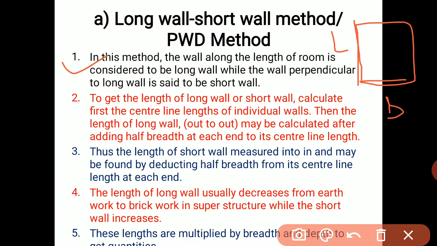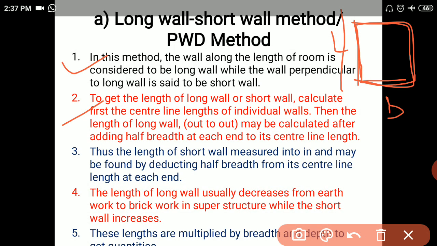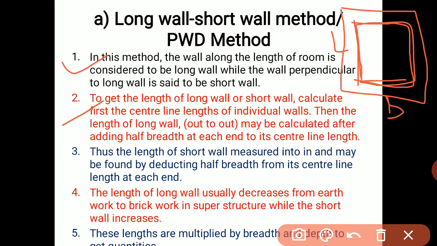Then the second point is to get the length of long wall and short wall. Calculate first the center line length of individual walls. Then the length of long wall out to out may be calculated after adding half width at each end to its center length. Now, these are the internal room dimensions. Then we have the wall over here. So this is our wall, and it has one thickness or width, that is W.